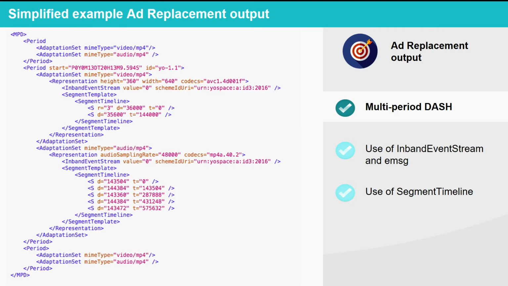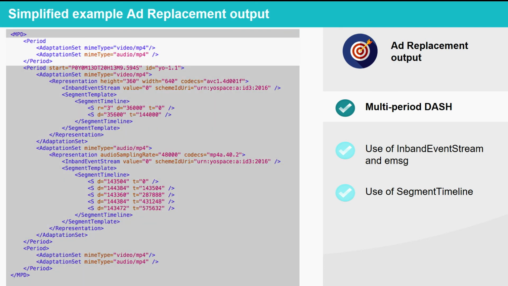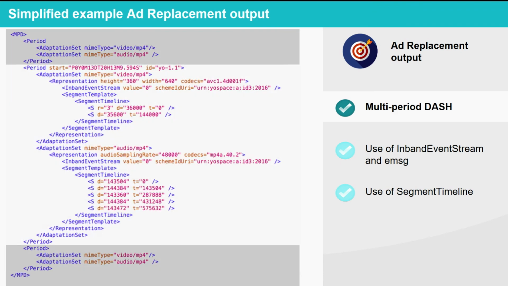So let's have a look now at the actual output of the ad replacement. We are now into multiple period DASH. So you've got the content before and after, and you've got the ad break there.